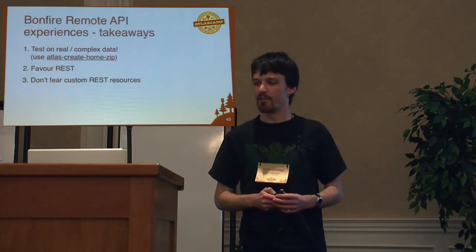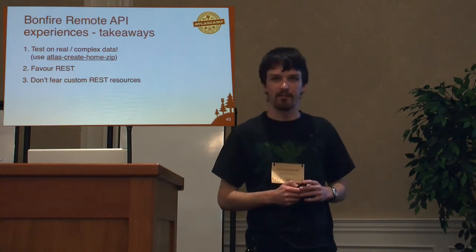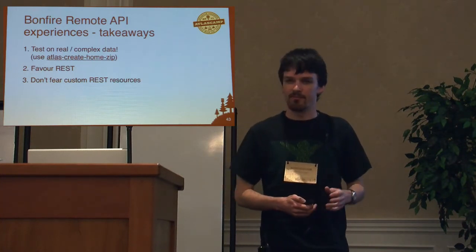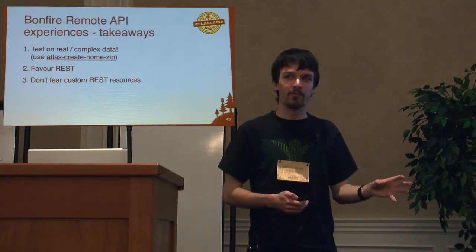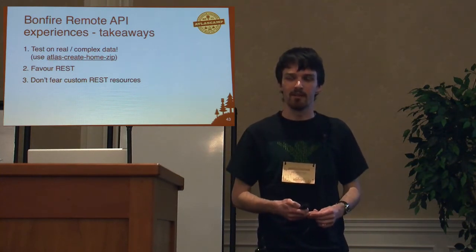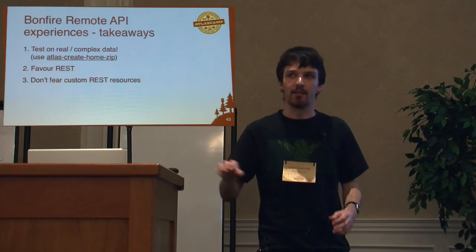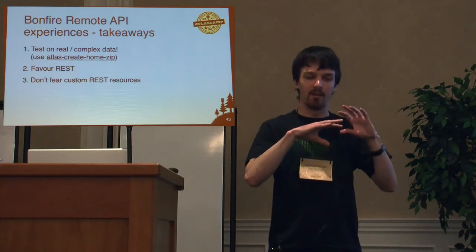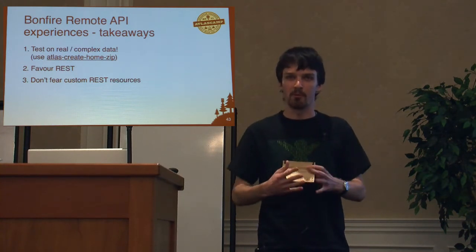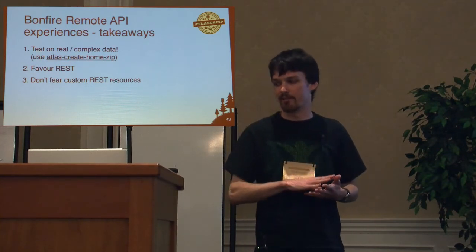So some takeaways from Bonfire's remote API experiences. The first takeaway is that you should be testing on real and/or complex data. If we were testing on real data from day one, we wouldn't have hit the issues that we faced once we had released beta. When we did release beta, we were still on the XML RPC and the SOAP APIs, and we weren't able to create on all instances. However, had we tested on complex data before releasing beta, we would have found those issues and been able to sort them out pre-release.